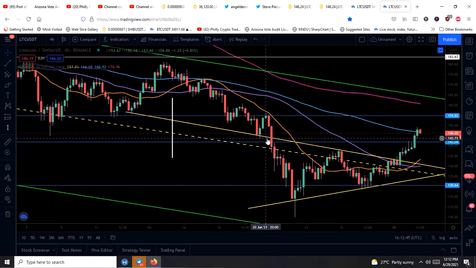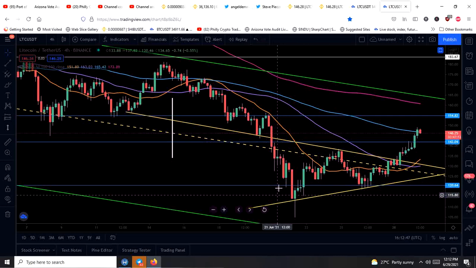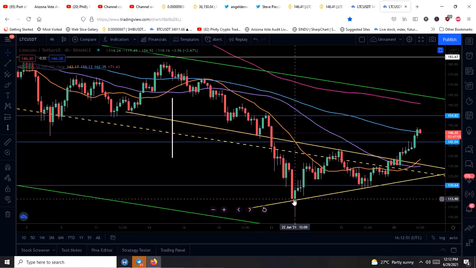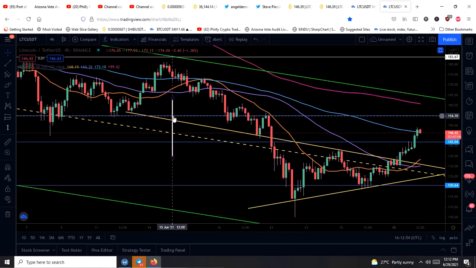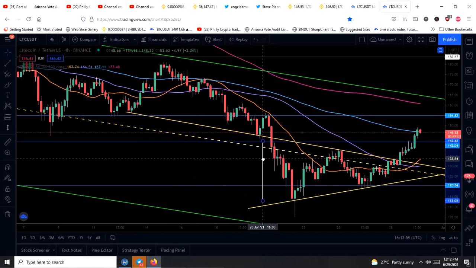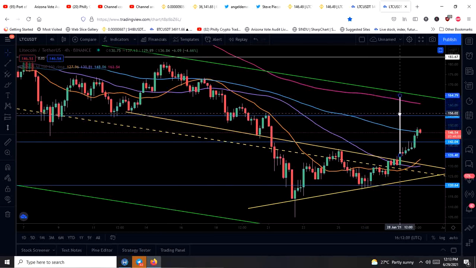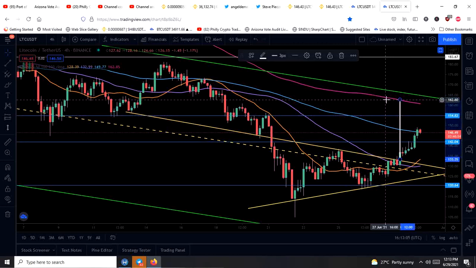What I'm doing right now, guys, if you want to understand how symmetrical triangles work, where we entered into the triangle and where we hit the bottom of the triangle, all we're simply going to do is take that target, which is right here, and put it right here where we break out of the symmetrical triangle. With that in mind, that's going to be our next target to look for, which is where? The 163 area, right? Notice how the 200 is up at 160.